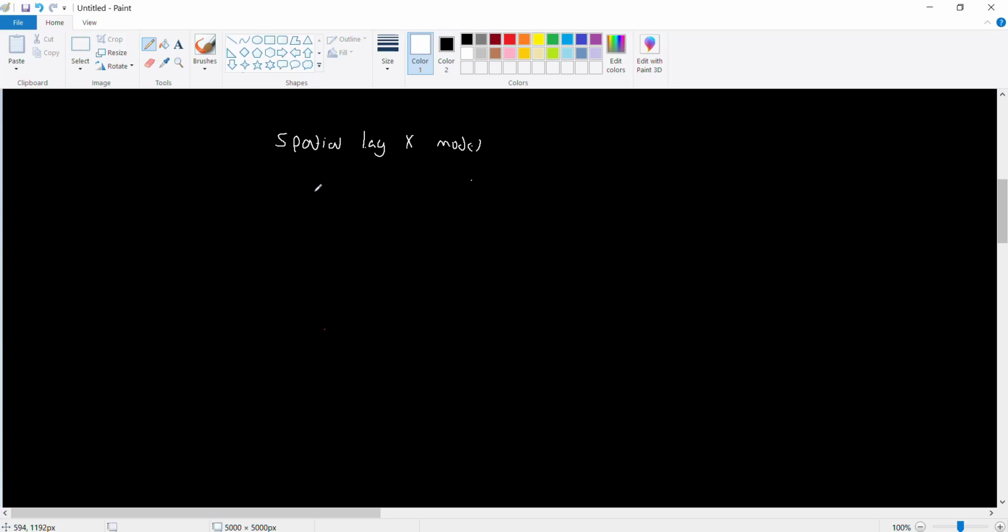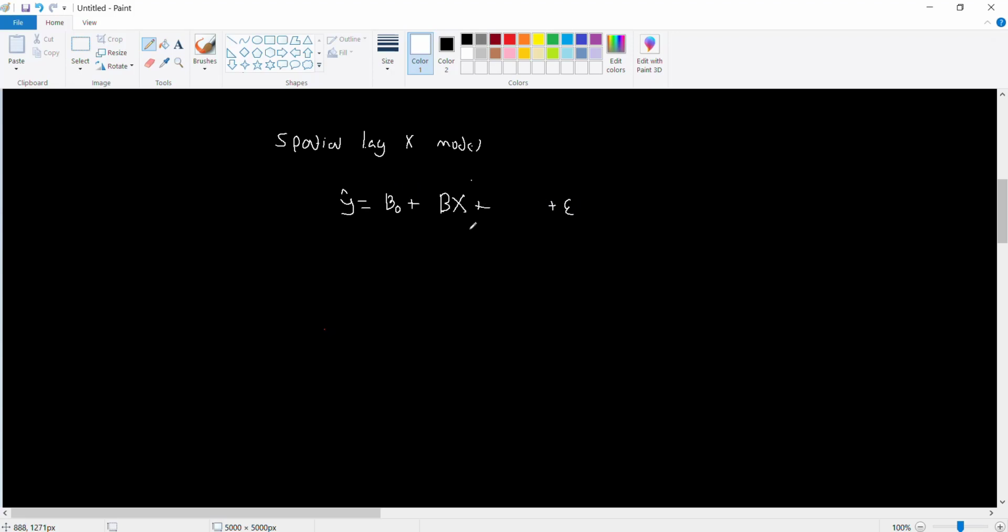And so as always, the spatial lag X model is the idea that we're taking that ordinary least squares regression as our base case. We have our prediction equals, and I'm going to use matrix notation, so hopefully that's okay. We have our beta naught plus our betas times our x's, leave some space, plus some error term. So this gap here is intentional.